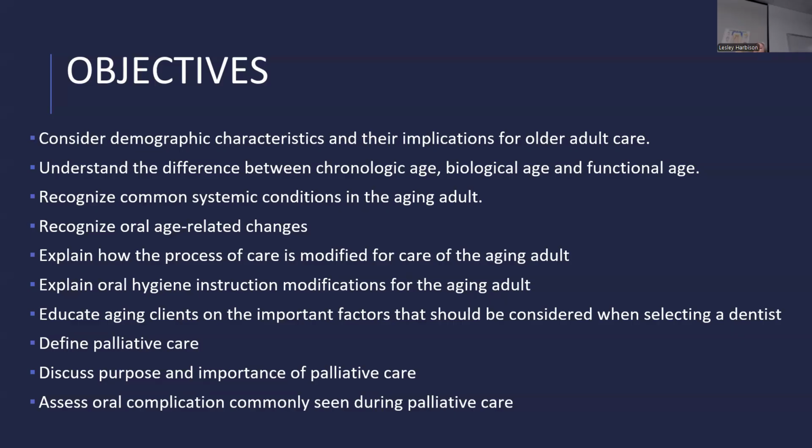And then recognize common systemic conditions. What is more common among the elderly? Oral related changes. Explain how the process of care is modified for an aging adult. We might have to do a fair amount of modifications, or none, really. It just depends. Educate aging clients on the important factors that should be considered when selecting a dentist.